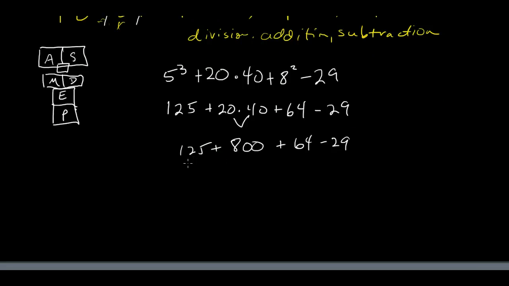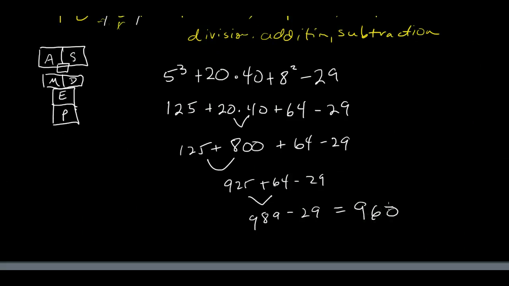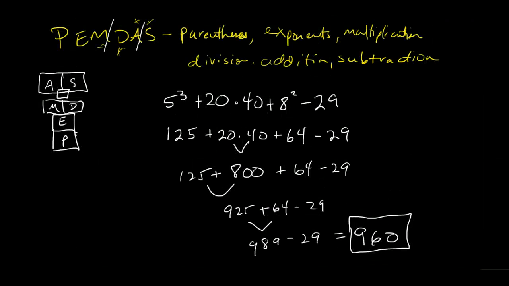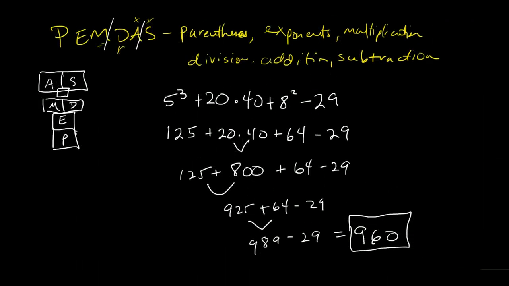We'll go ahead now and add and subtract from left to right. So first is 125 plus 800, so that's 925 plus 64 minus 29. And then those two will be 989. Is that right? 9, 2 is 8, 5, and 4 is 9. Minus 29. And 989 minus 29 is 960. So that's an application of our order of operations.